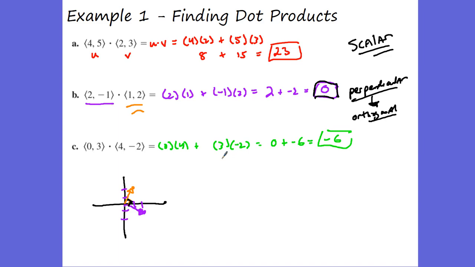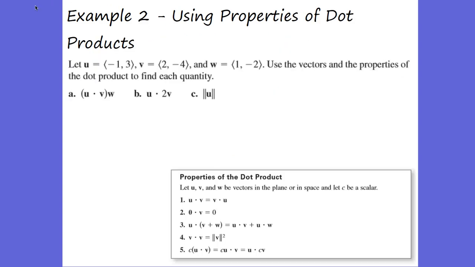That's why when you have 0 times anything, your answer is always 0, isn't it? Because you have nothing in common with one another. And so that is called the dot product. Now we also have a bunch of properties of dot products. You can see down here.